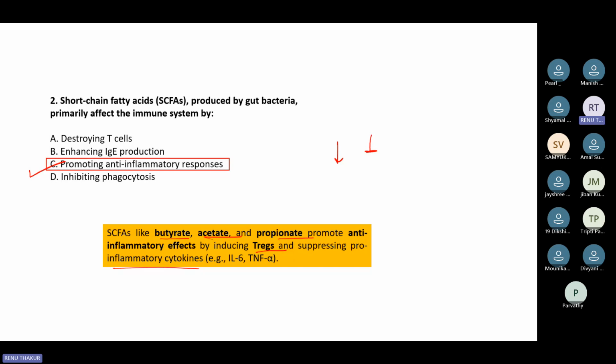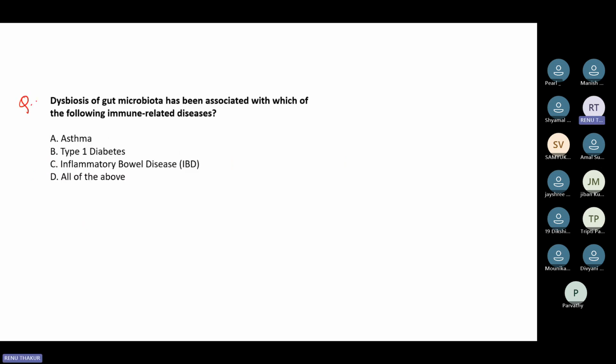Now the third question. Dysbiosis of gut microbiota has been associated with which of the following immune related diseases? Asthma, type 1 diabetes, inflammatory bowel disease, or all of the above. So tell me the answer. Dysbiosis, or the perturbation of the normal gut microflora, will result in which kind of disease?